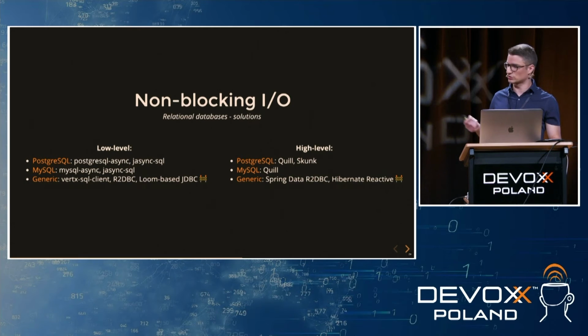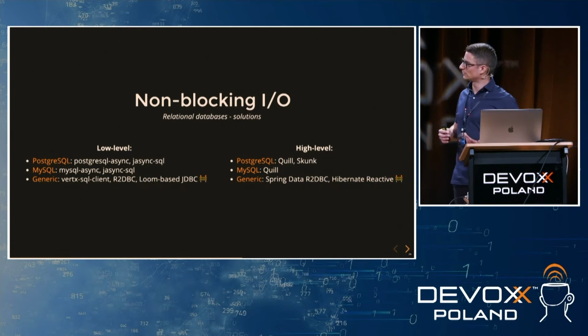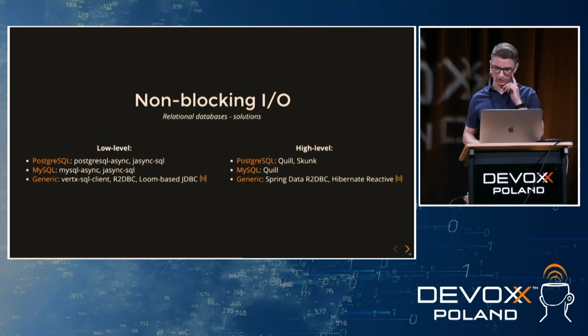Generic high-level solutions, we have at least two. By the way, the list is not exhaustive as well. We have at least two solutions right now. We have Spring Data R2DBC, and we will have Hibernate Reactive, which is in development. And in Scala, we have two implementations already.